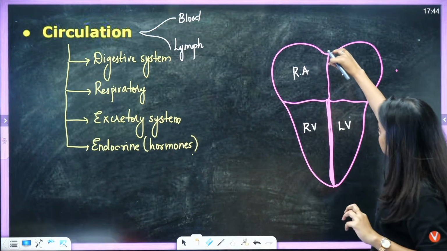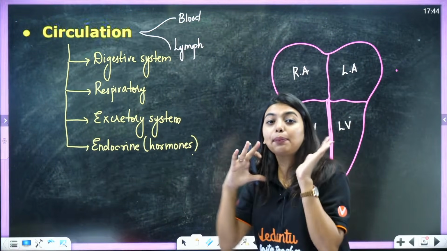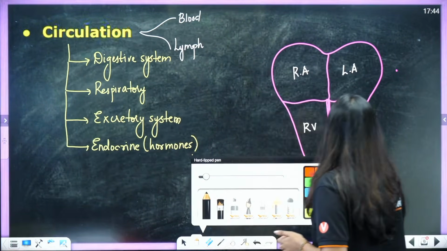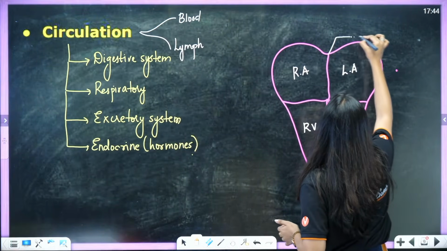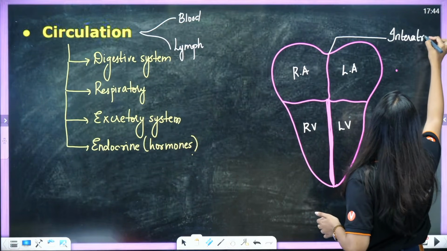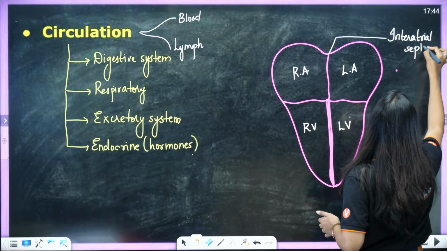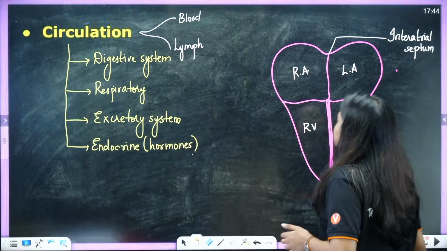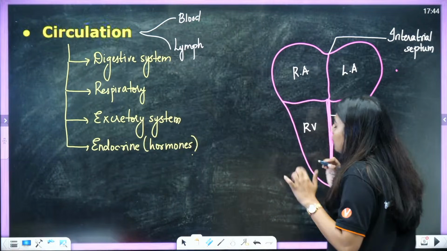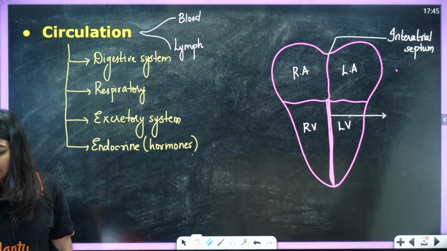If you look here, there is one thin structure, which will be the interatrial septum. Septum is the one that actually divides. So this one is going to be my interatrial septum, the one that divides both of my atria. Then what will it be for the ventricles? If the one separating the atria is the interatrial septum, then what will be for the ventricles? All of you tell me quickly in the chat.